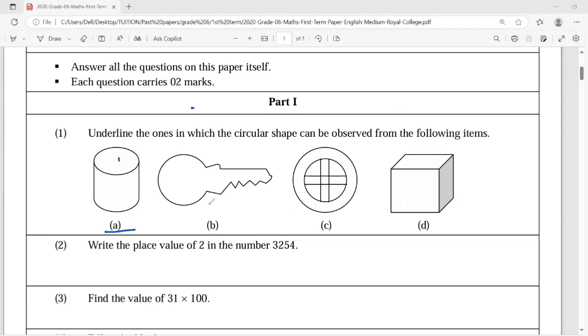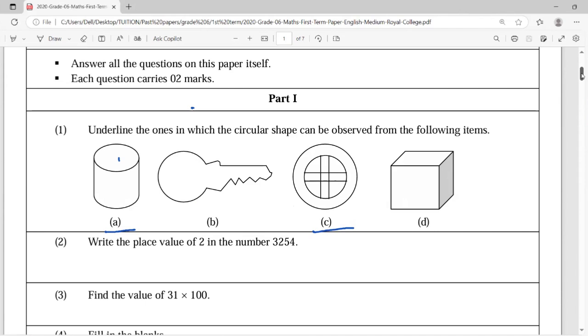in this key, it is not a circular shape. Maybe there's a part of circle and that is okay, but we cannot take this as a circular shape, right? So this is okay. Here you can see 2 circles, and the cylinder also you can see 2 circles at the top and at the bottom, right? So let's move on to the second question.